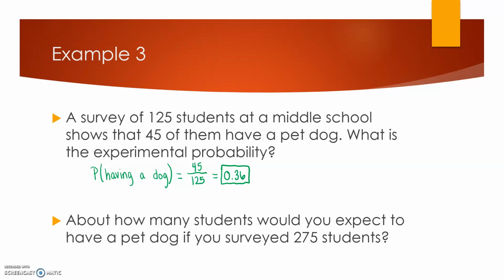So then it says, about how many students would you expect to have a pet dog if you surveyed 275 students? So what we're going to do is we're going to assume that this probability applies to everybody. So I'm going to say out of the 275 students, so actually I'm going to rewrite it this way, 0.36 of the 275 students have a dog.